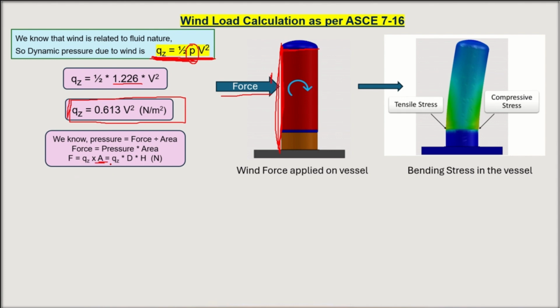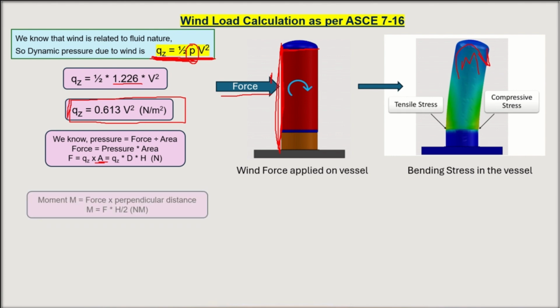the tank. So area is equal to diameter into height of the tank, guys. So F is equal to qz into A, that is, F is equal to 0.613 V square into D into H. This is how we need to calculate force. If force is there, it will create some moment, right? Here you can see, due to this wind force, one side tensile stress is acting, another side compressive stress is acting, due to this movement happened in this pressure vessel. So we need to find moment, guys.